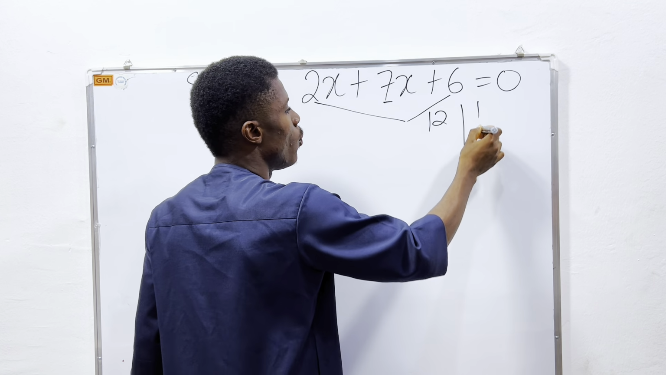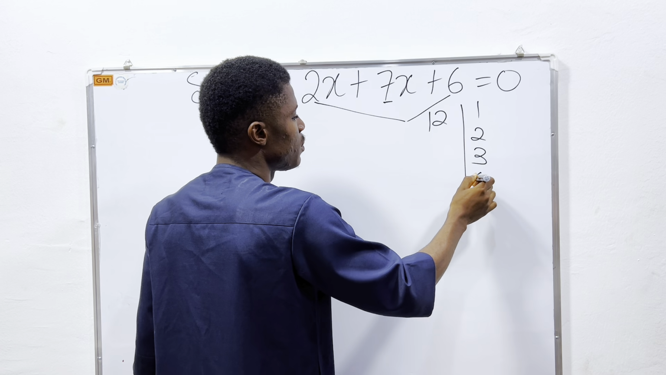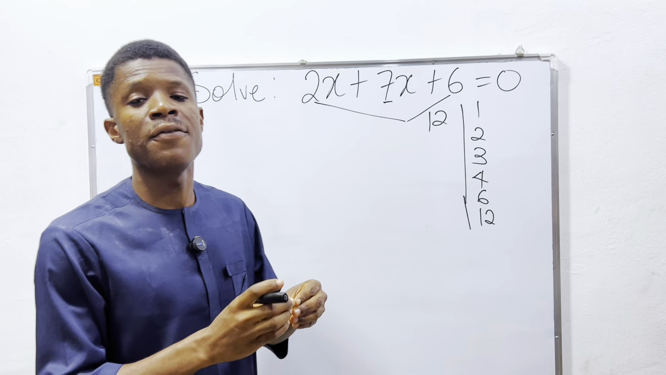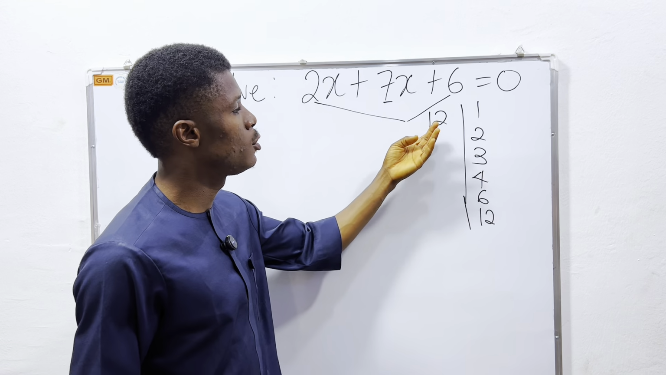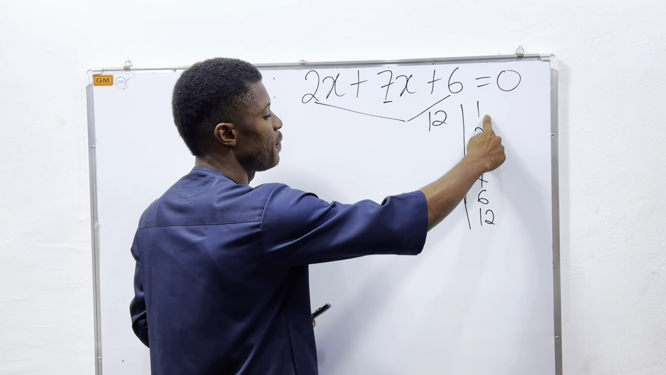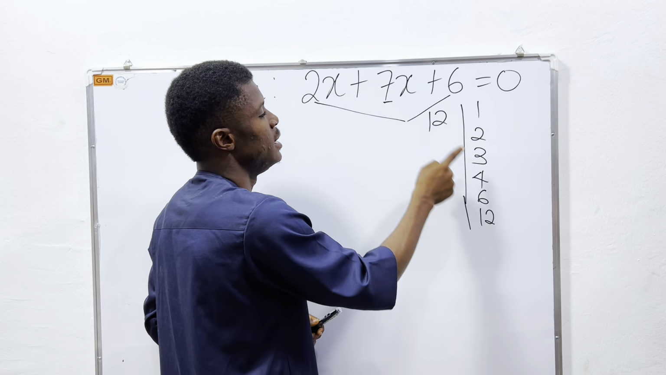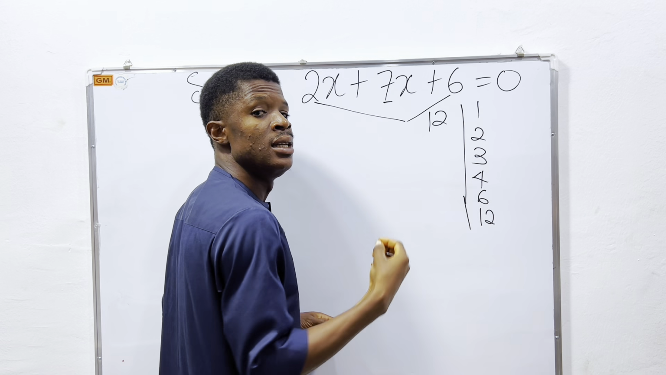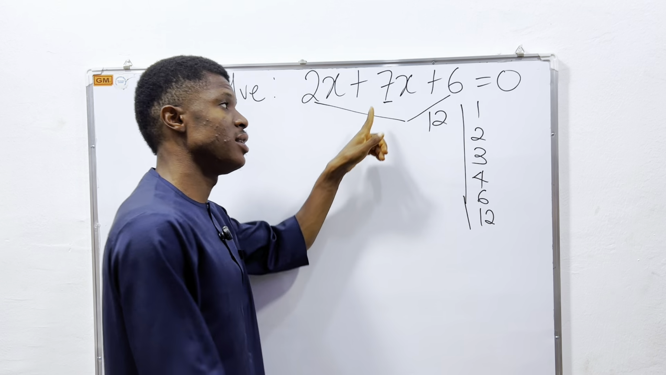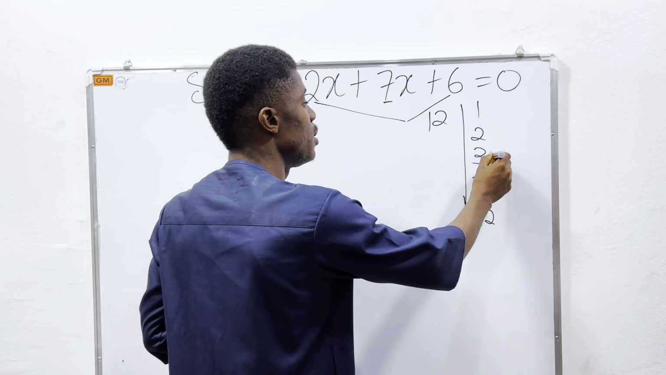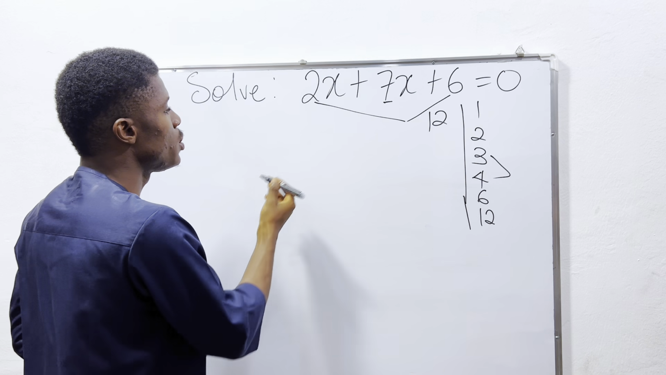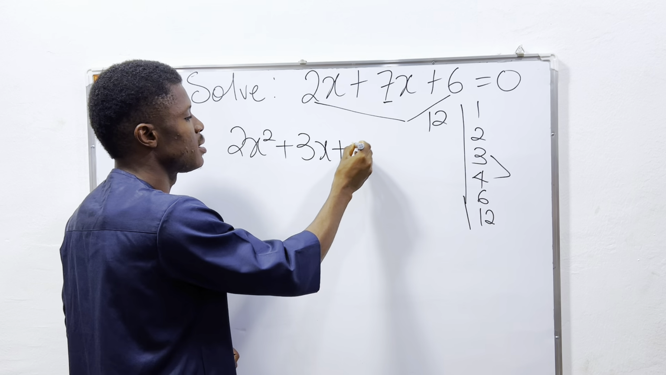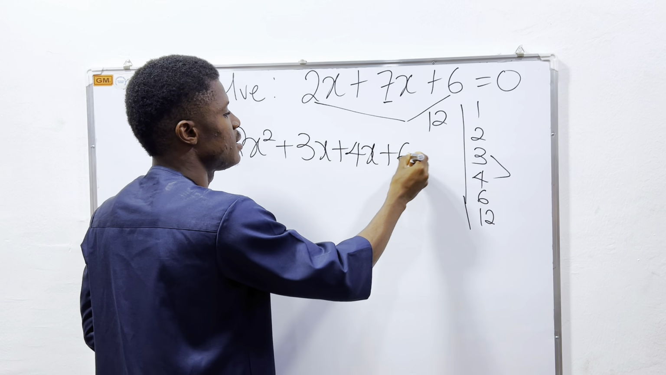The factors of 12 are 1, 2, 3, 4, 6, and 12. But we have to look for two numbers that multiply to get 12 but add up to get 7. 12 times 1 is 12, but 12 plus 1 is 13, which is not the answer. 4 times 3 is 12, and 4 plus 3 is 7, which is the middle term. So we choose 4 and 3 to expand. We have 2x squared plus 3x plus 4x plus 6 is 0.